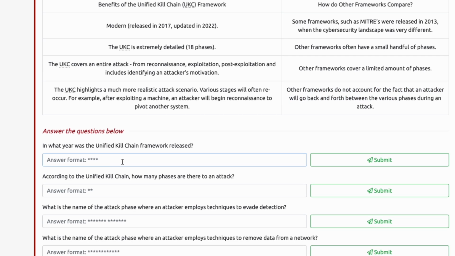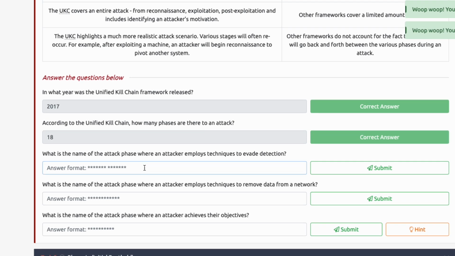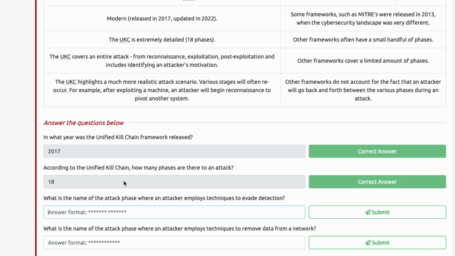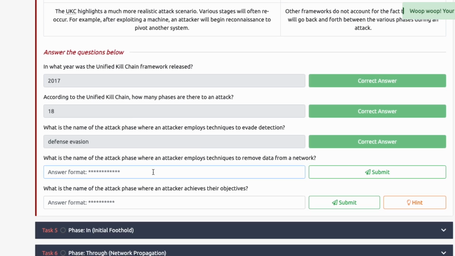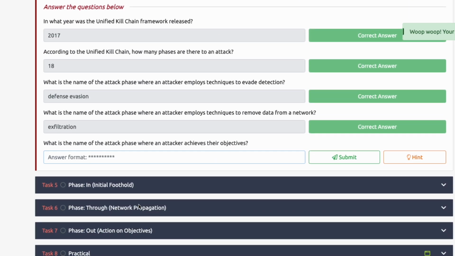So in what year was the unified kill chain released? It's 2017. According to the UKC, how many phases are there to an attack? That's 18. What is the name of the attack phase where an attacker employs techniques to evade detection? The technical name is defense evasion. And what is the name of the attack phase where an attacker employs techniques to remove data from a network? That's exfiltration. And what is the name of the attack phase where an attacker achieves their objectives? And that's objectives, right?